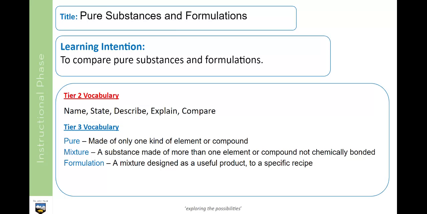Now, 3 keywords. If something is pure, it is made of only one type of element or compound. So, for example, pure water is made of just H2O. Pure oxygen is made of just O2 molecules. A mixture is a substance made of more than one element or compound, but they're not chemically bonded. And a formulation is a type of mixture that has been designed as a useful product.